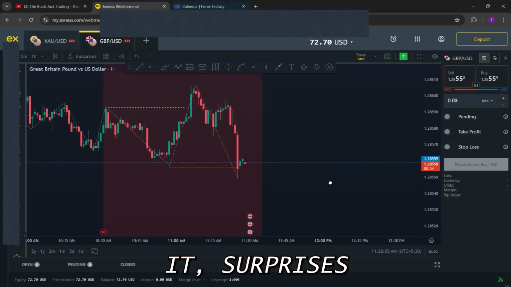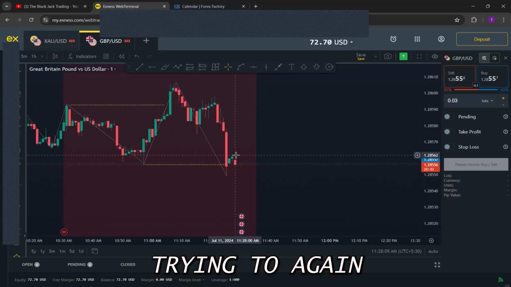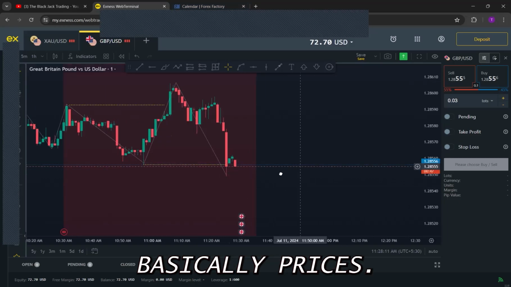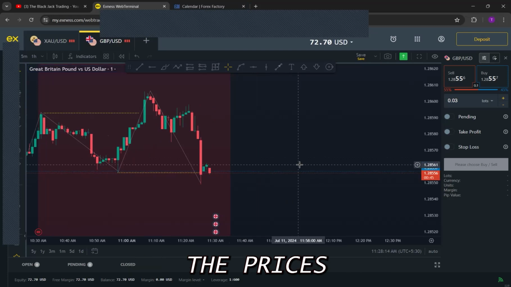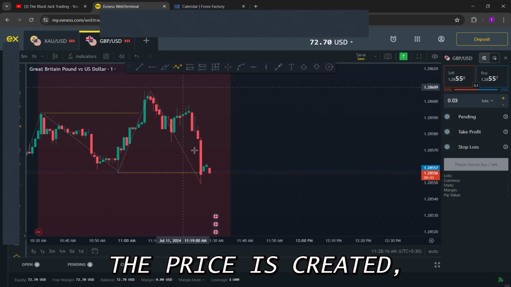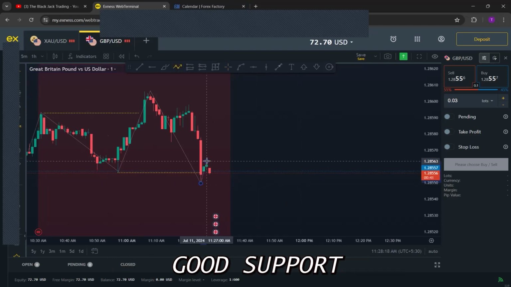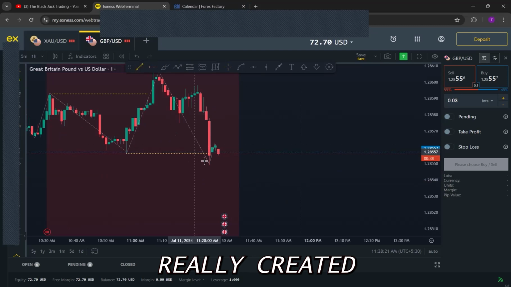So coming back to over here, so price is trying to again do what? We have to look whether the price has created the buy leg or not. So once the price has created it, if you look, the price has created a good support over here. Okay, the price has really created a good support over here.